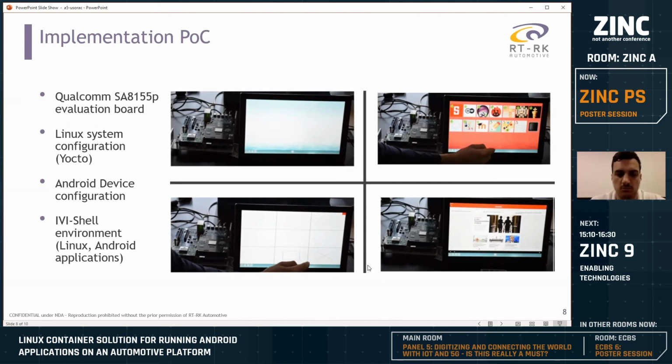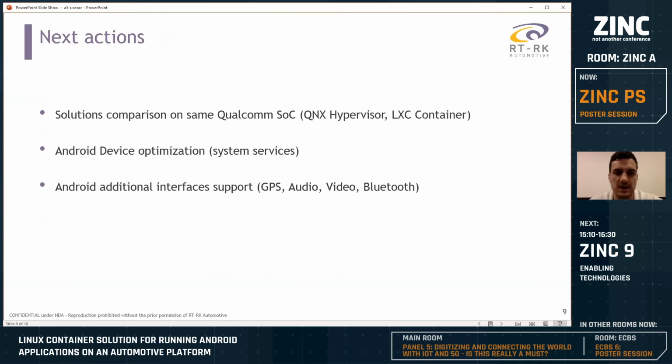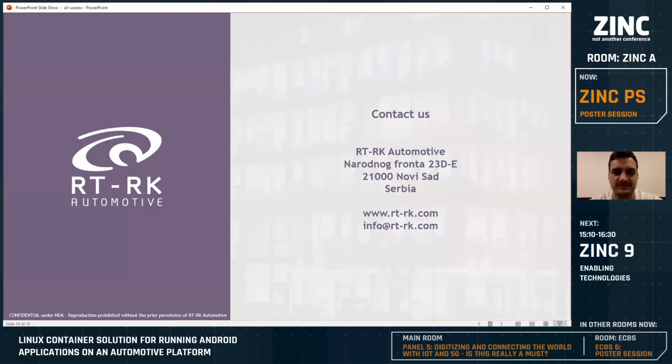As it could be seen, both applications seem like standard host system applications, which means Android is basically invisible when implemented inside the container. Some next actions to better our solution include a comparison of the hypervisor and Linux container solution on the same platform environment, Android device optimization to gain better performance, and to introduce additional Android features such as GPS, audio, video, and Bluetooth. Thank you for your attention.